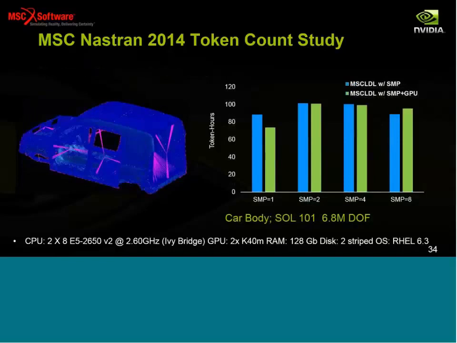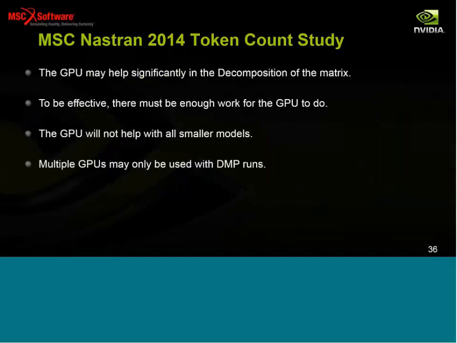Skip this slide too and go to some Nastran tips. So the GPUs, as you've seen, can help significantly in the decomposition of matrix for Solution 101, 103, 108, and really all the solution sequences. But there has to be enough work to do on the GPU. That means it has to be a large enough model, and generally it has to be a dense model.